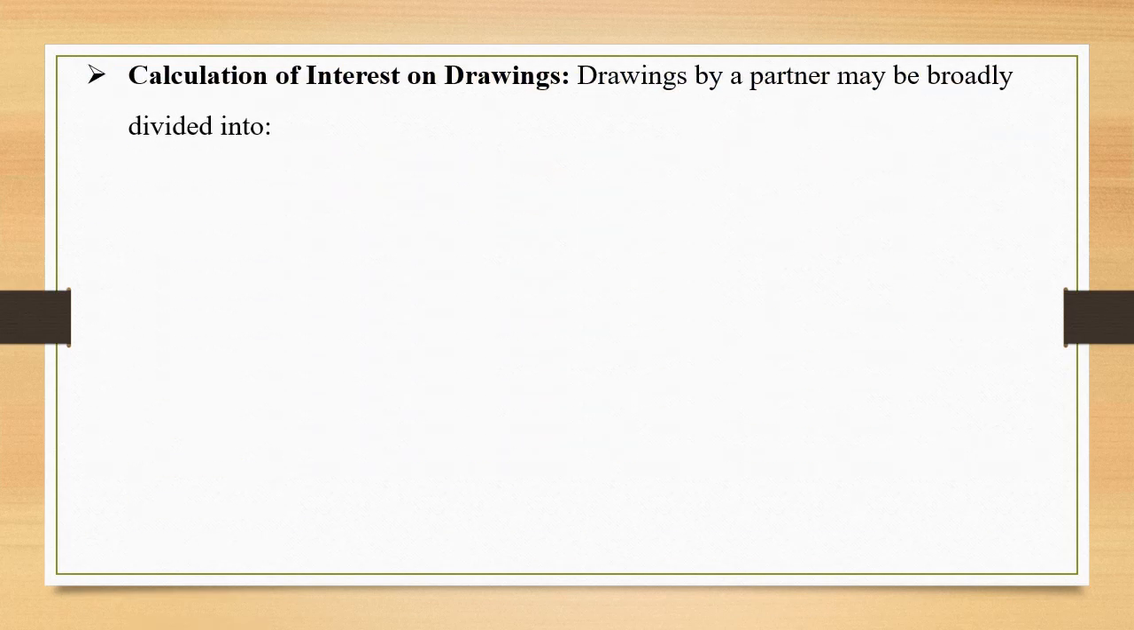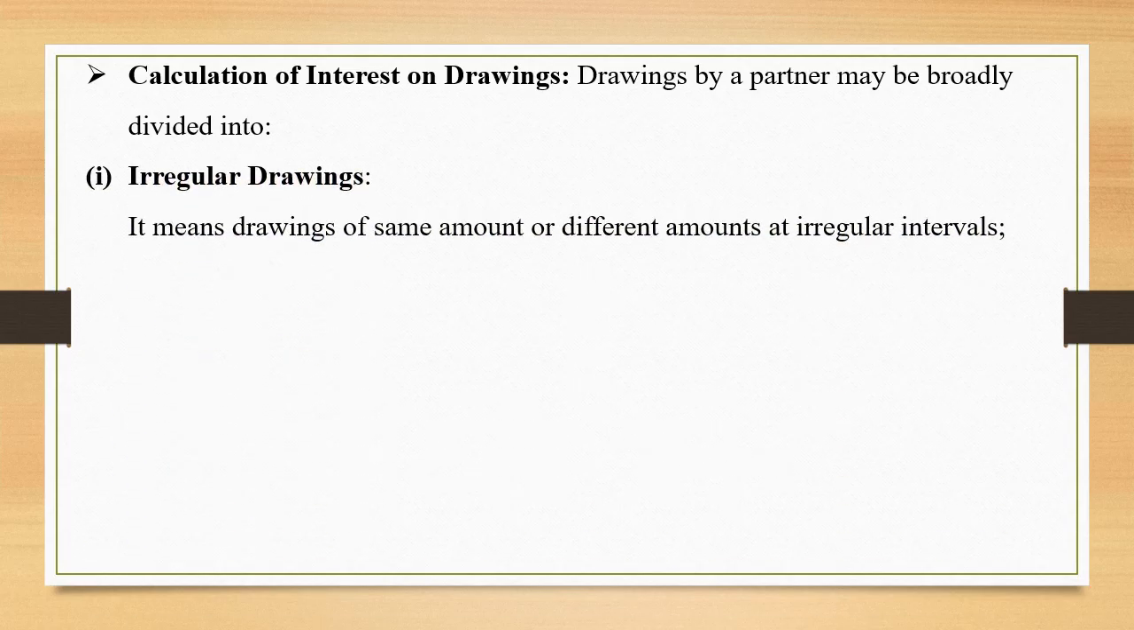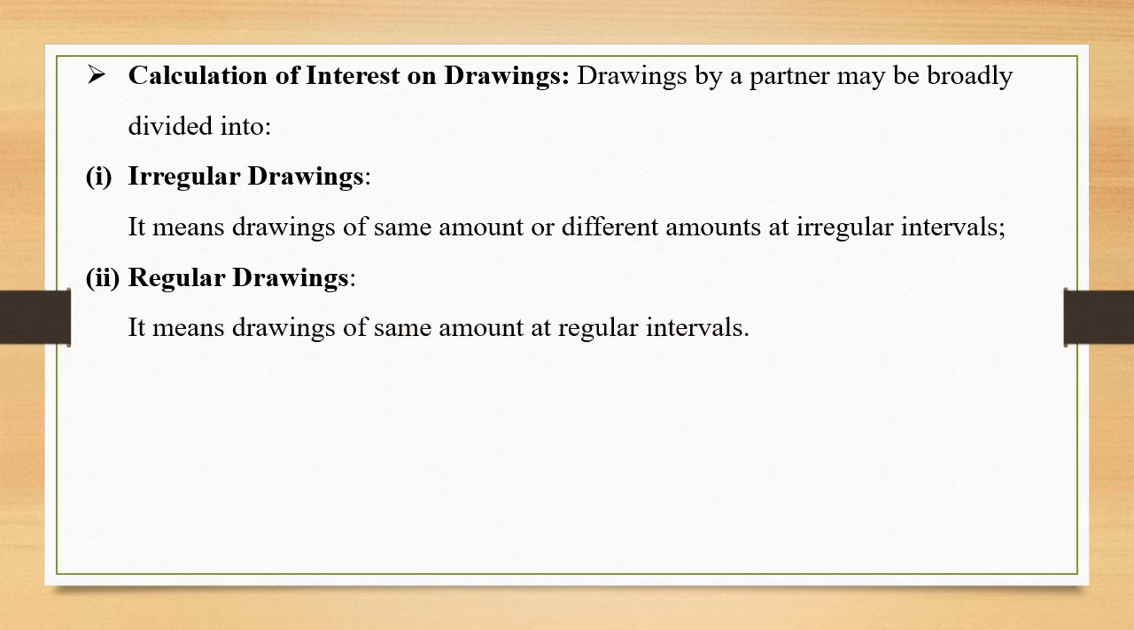Calculation of interest on drawings. Drawings by partners may be broadly divided into irregular drawings, which means drawings of the same amount or different amounts at irregular intervals. The amount is not fixed, the date is not fixed, the interval between the two drawings is not fixed. Second, the regular drawings. All these features will be observed here. It means drawings of the same amount at regular intervals.